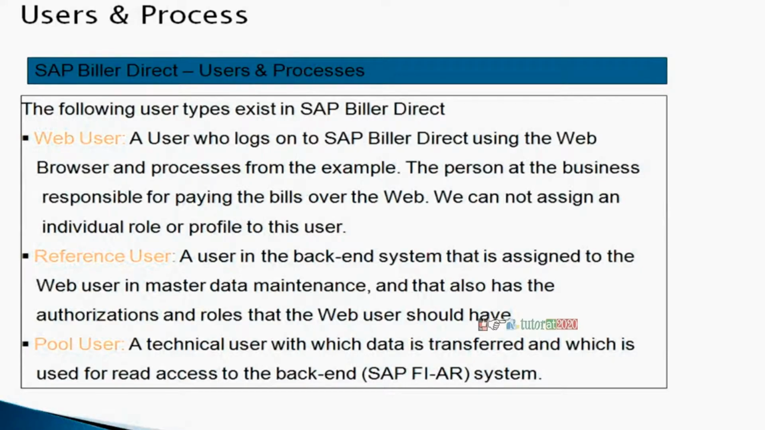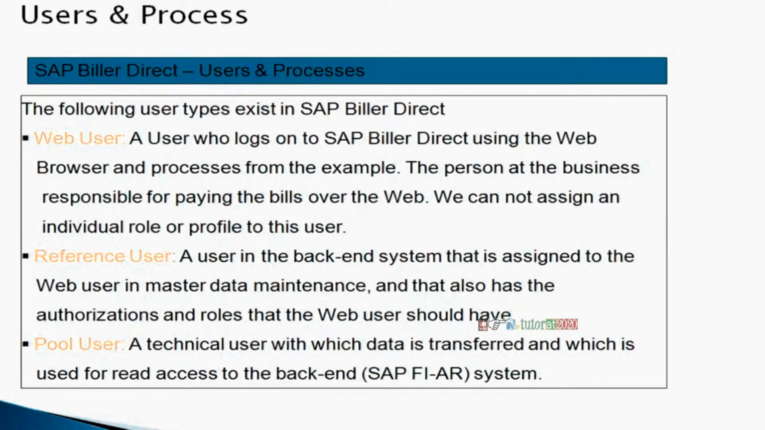Now, users. How many types of users will be there in Biller Direct? As I said, there are 3 types of users: web users, reference users, pool users. This setup of these many users is a technical setup, and you have to help the basis folks with how these have to be done, and they'll be able to set up in the system.